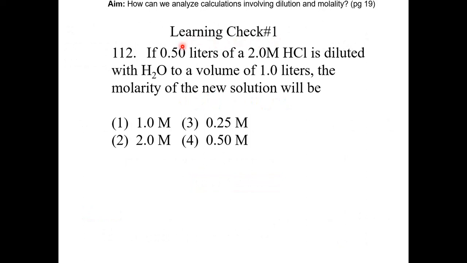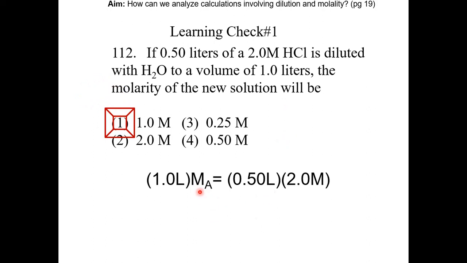Learning check number 1. If 0.5 liters of 2 molar HCl is diluted with water to a volume of 1 liter, the molarity of the new solution will be what? Pause the video and resume as completed. The answer is choice 1, 1 molar. Here's the work. We're solving for molarity after dilution.